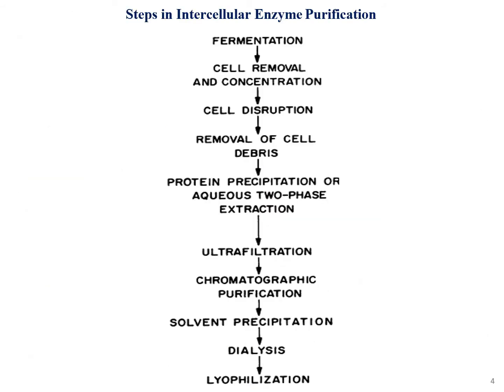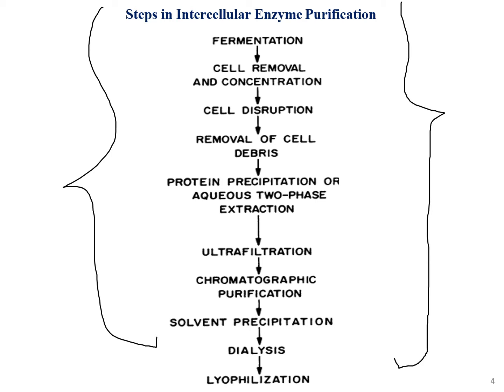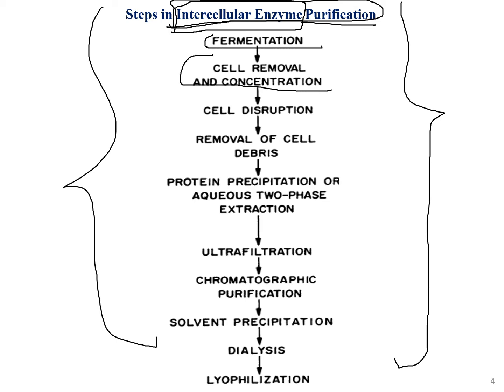Moving on, let's take an overview of the entire recovery process. As you can see, these are the steps in intracellular enzyme purification, the purification and recovery process of intracellular enzymes. So let's concentrate on intracellular purification or intracellular recovery. How does this step take place for intracellular enzymes? After fermentation, cell removal and concentration takes place. Cells are removed and the enzymes are concentrated, and cells are disrupted.